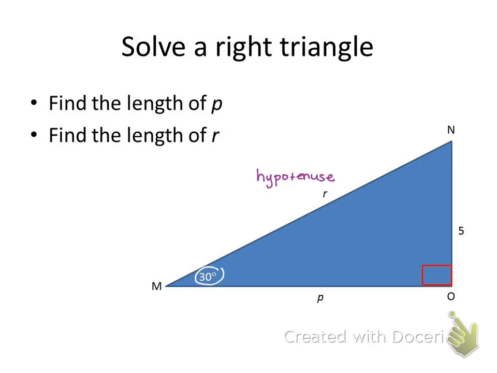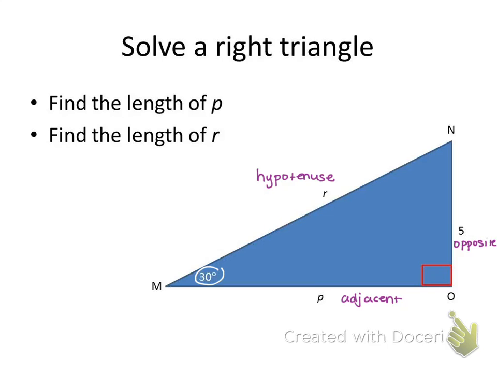Now, which side is opposite? Remember, we're looking from the 30-degree angle. So which side would be the opposite? 5. Because if I were to take a line and draw it straight from my 30-degree angle, I'd run right into my opposite side. So I'm going to label this opposite. And last but not least, that tells me that P is the adjacent side. Okay, so I want to find R and P, which are my hypotenuse and adjacent.